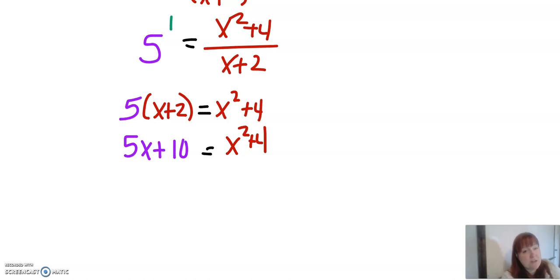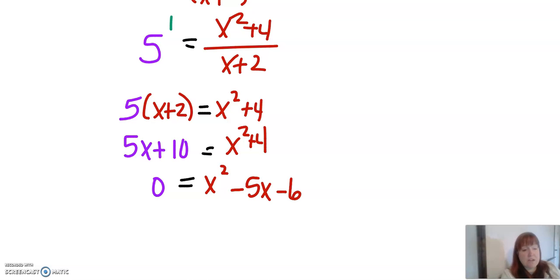So we got to get everything onto one side so that this is equal to 0. So right now I have a positive x squared plus 4. So I'm going to want to move all of this purple stuff over to the red side because it's so much easier to factor when my x squared is positive. So I'm going to subtract 5x and subtract 10 from both sides. So I'm going to end up with 0 on this side. And then I end up with x squared minus 5x. And when I subtract 10, I get minus 6.